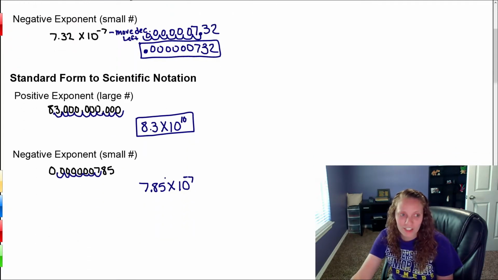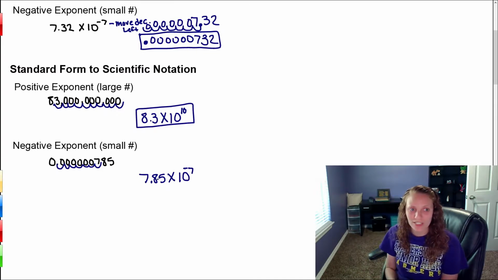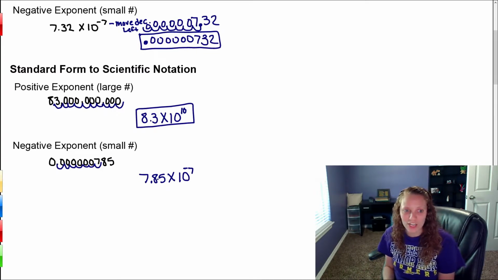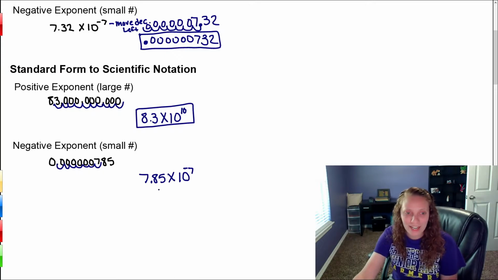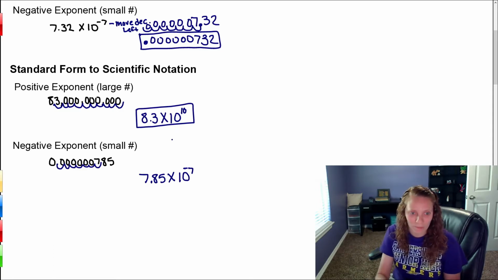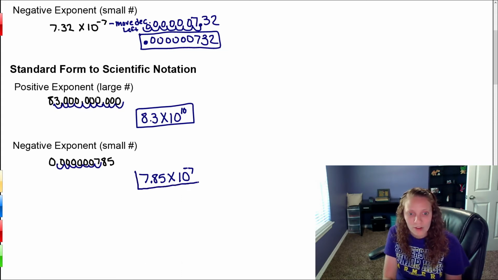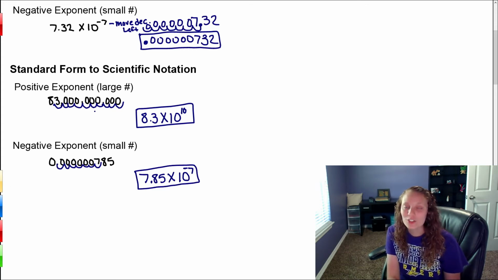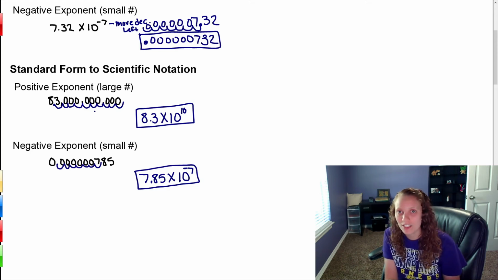And then we practiced changing a number from standard form to scientific notation. Remember, there always has to be a number out in front of the decimal that's not 0, and then a decimal point, and then the other numbers that are not 0 go after the decimal point. Remember, the exponent does not tell you how many zeros you see in a number. It tells you how many times to move the decimal.